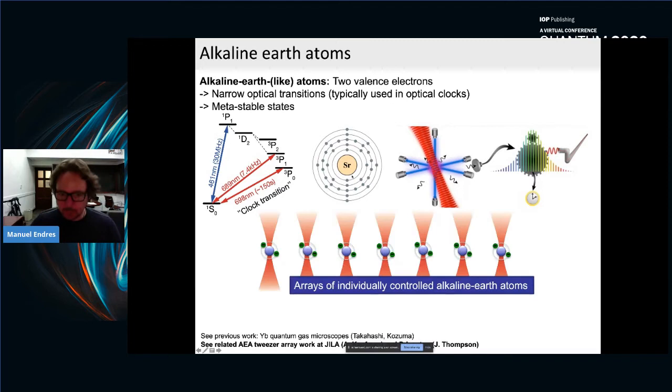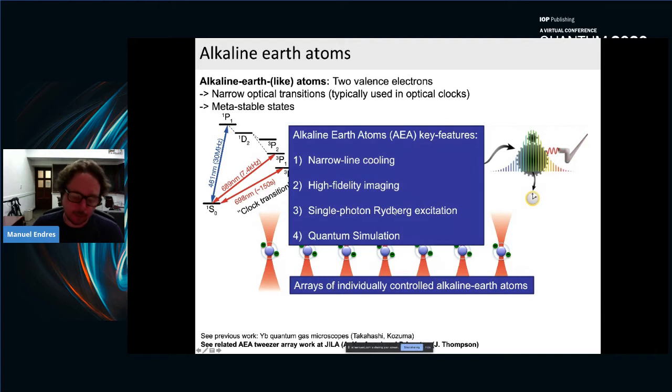So the idea is really to generate arrays of individually controlled alkaline earth atoms and to use them for quantum science. I should say there were parallel developments to what we did at Caltech in Chile and also in Princeton, and some of the papers are overlapping. And there's, of course, also previous work with optical lattice systems with quantum gas microscopes with ytterbium, for example, in two Japanese groups. I'll walk you through a few key results here that we achieved with atoms at Caltech concerning narrow line cooling, very high fidelity imaging, a new Rydberg excitation scheme, and some preliminary results for quantum simulation.